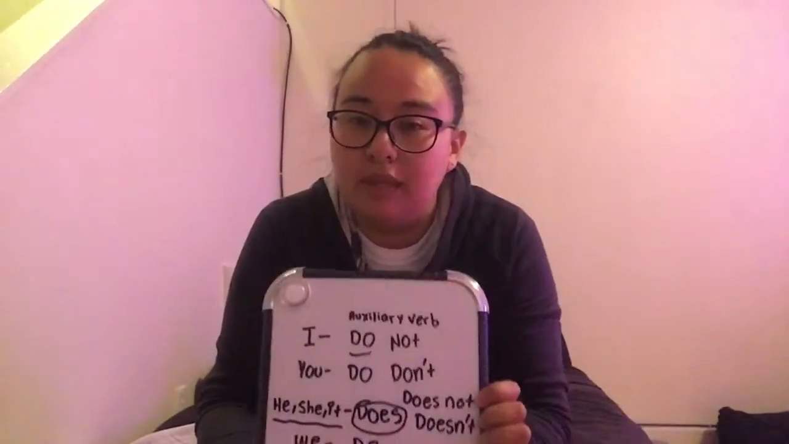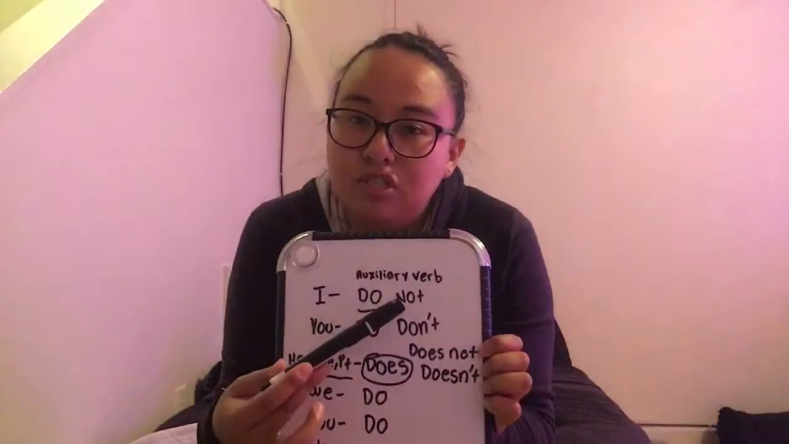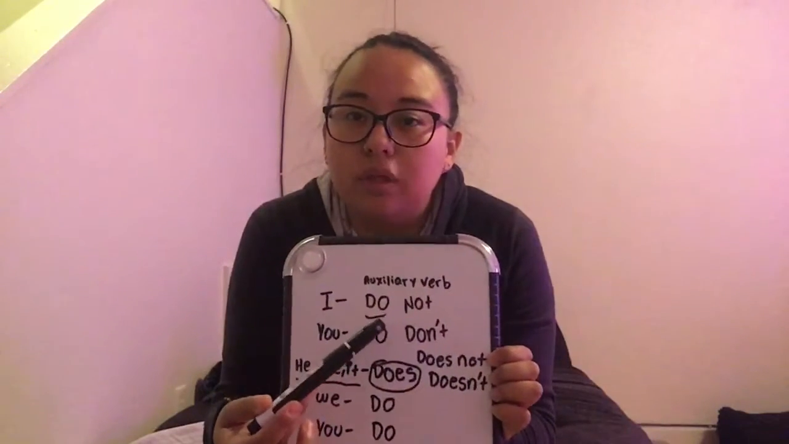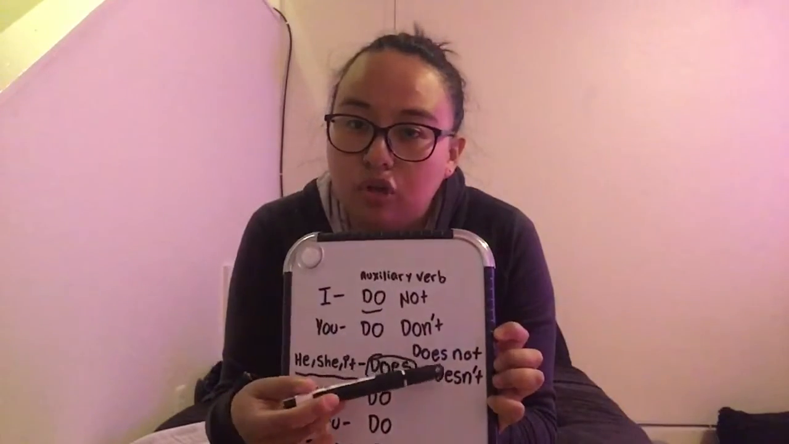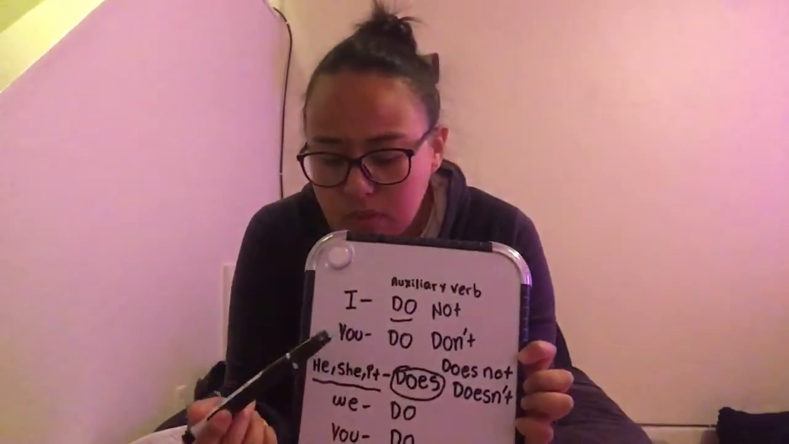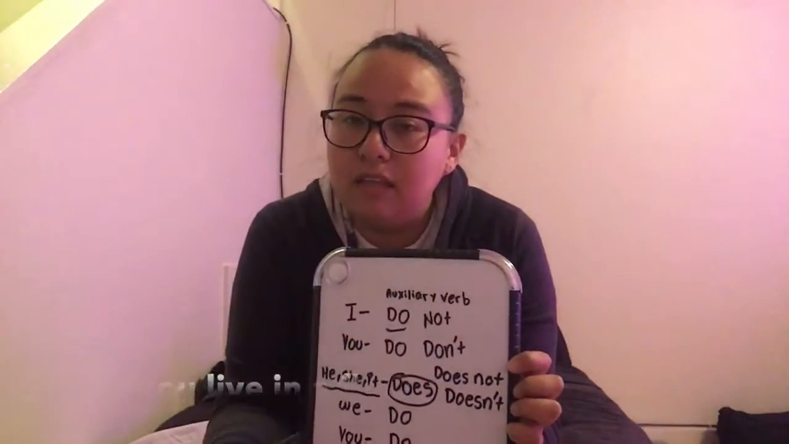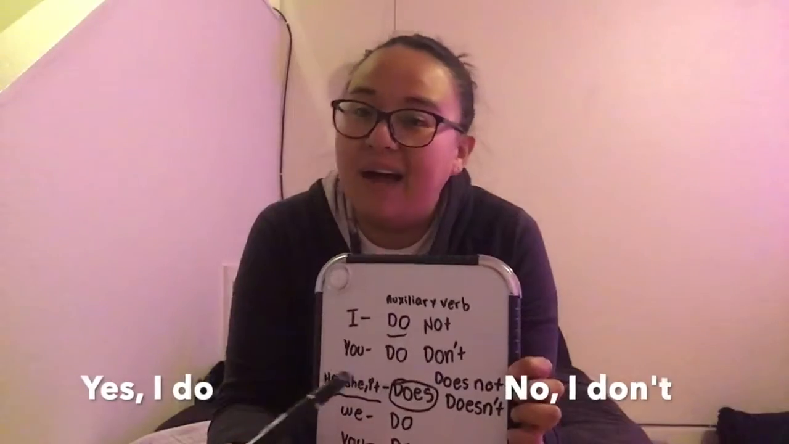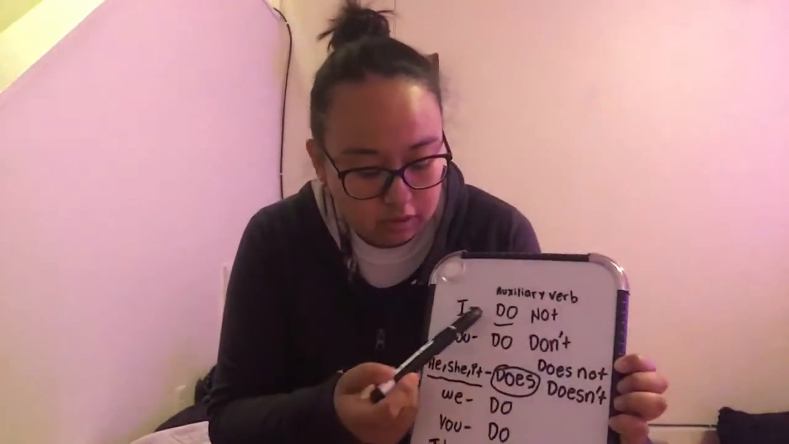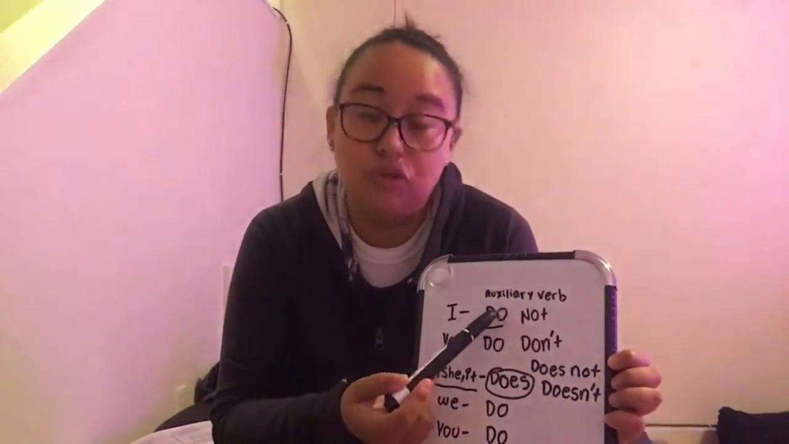If you want to do it in negative, you have to use do plus not, or the shortest way to do it is don't. And in third person is does not or doesn't. So for example, we can say, do you live in a flat? And the answer has to be yes I do or no I don't, because they are asking about me. So if it's I, I have to use do.